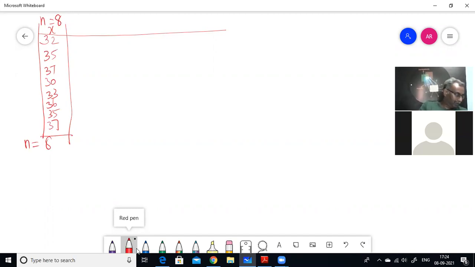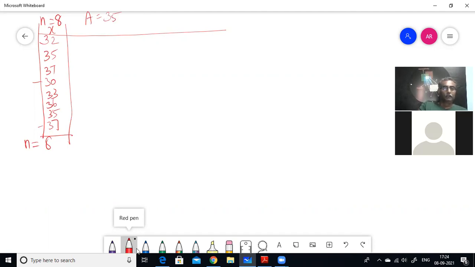Now find the standard deviation of the pages completed. Now you can assume the mean. What is the lowest value? 30. What is the highest value? 37. 35, 36, 33, 35. Let us assume the mean is equal to 35.